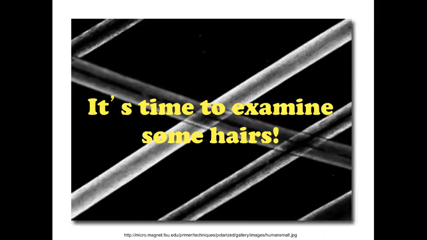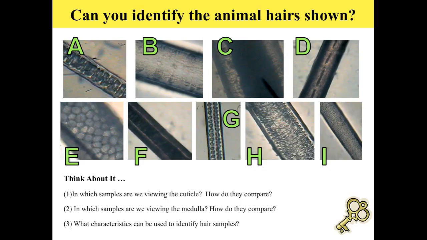So now it's time for you to examine some hairs. What I'd like you to do is take a look at these pictures and do some research and see if you can identify the animal hairs that are shown in those samples. Think about, in which samples are we viewing the cuticle? How do they compare? In which samples are we viewing the medulla? How do they compare? What characteristics can be used to identify hair samples?